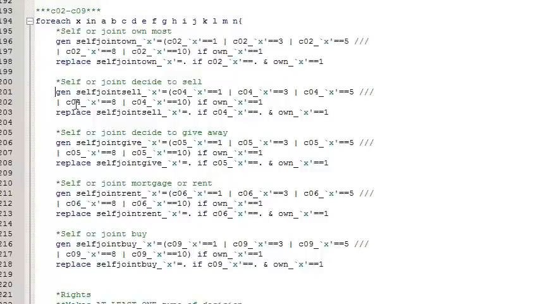Similarly, for question C04, based on C04, we create the indicator self-joint sell X, which is equal to 1 if the household owns the asset X and if the individual is the person who can, at least jointly, decide on whether to sell the asset X or not.